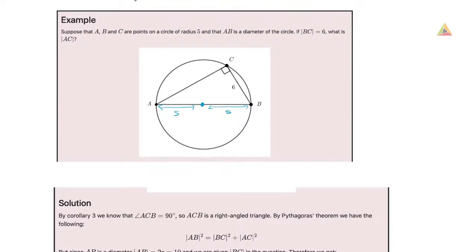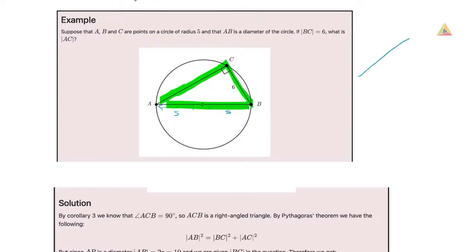So they're saying that AB is the diameter of the circle and the length of BC is 6. What is the length of AC? Okay, so you can see quite clearly here that this is a right angled triangle. So there's one side, there's our second side, and there's our third side. So I'm going to just redraw this triangle.